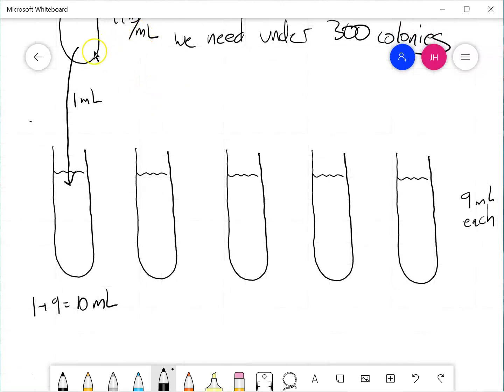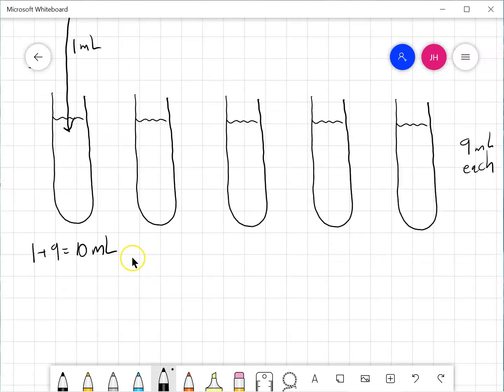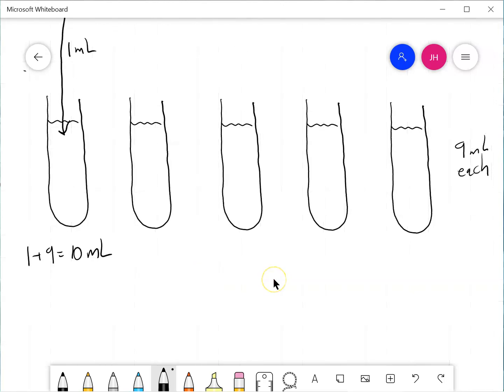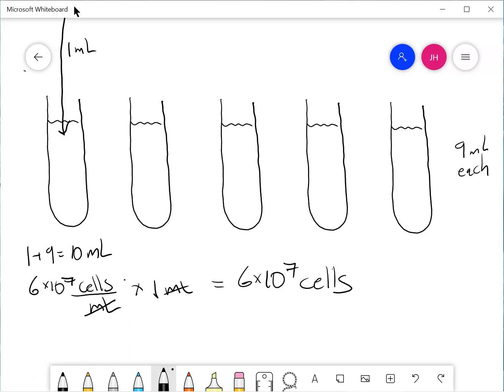Well, if you take 1 milliliter and put it in here, how many cells is that? Well, that is a total of 6 times 10 to the 7th cells. Let's see, cells per milliliter, that's our units, times 1 milliliter, because that's how much volume we put in. We can cancel milliliters, and that gives us 6 times 10 to the 7th cells.